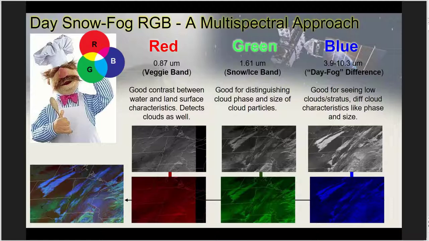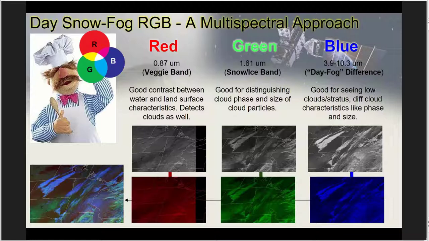And then in the green component is the snow ice band, which is the 1.6 micrometer channel. This is good for distinguishing the water phase, whether it's in clouds or snow on the ground, or even lack of snow on the ground. Since it is a near-infrared band, it's also good for detecting the size of cloud particles or ice crystal shapes, and we'll find out that this is an important channel that makes this capability possible.